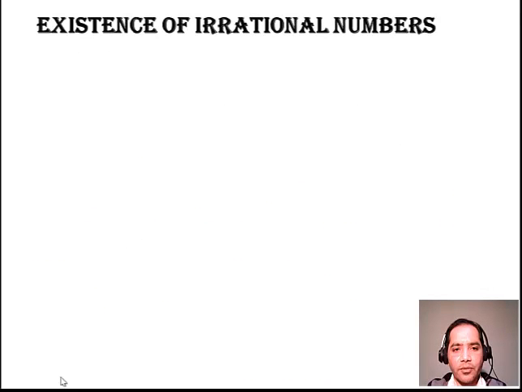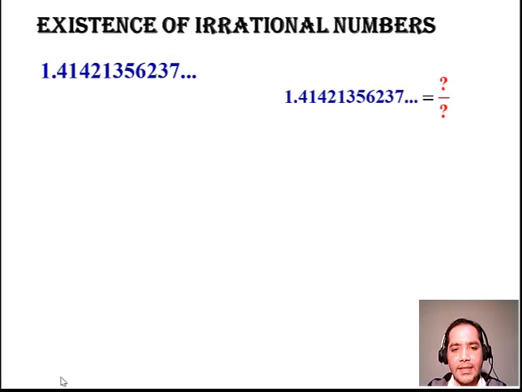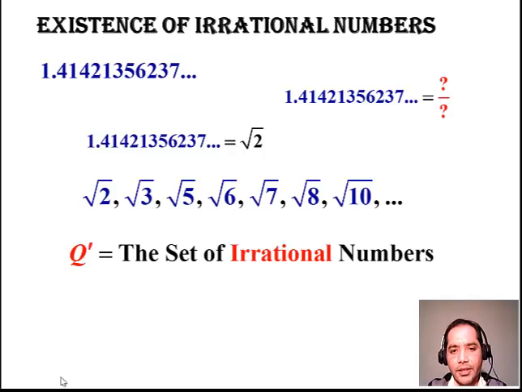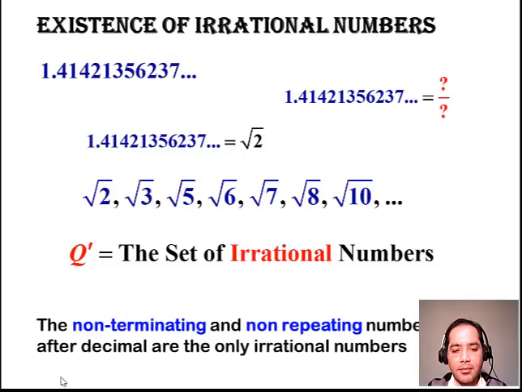Existence of irrational numbers, just like 1.4142135623. This cannot be written as p over q. It is equal to the square root of 2. And also these numbers are irrationals. This set is called the set of irrational numbers. The non-terminating and non-repeating numbers after the decimal point are the only irrational numbers.